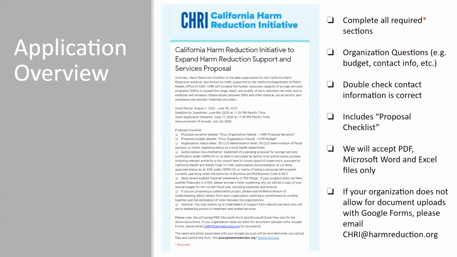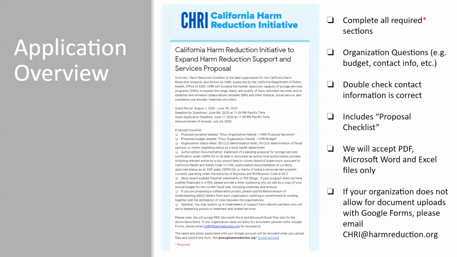So like we just saw, this is the application. It is a Google form where you'll upload all of the pieces of your application. You'll need to make sure to complete all the required sections. They're marked with a red asterisk. And then you'll see some organization questions, including your org budget, contact information, and how much you're requesting. Please double check that your contact information is correct. I can't emphasize this enough.